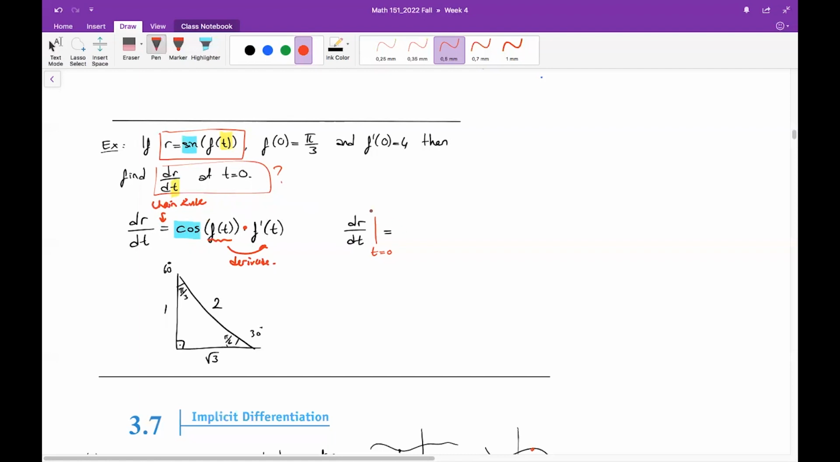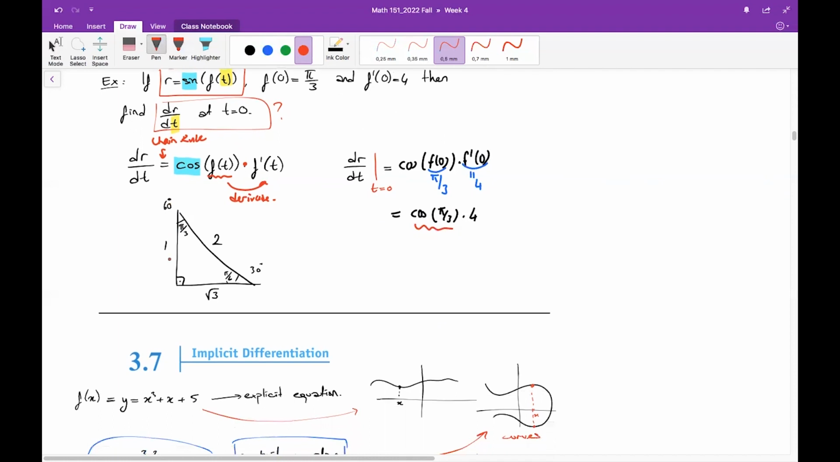Okay, now we want to insert t equals 0 into this expression. You know, f of 0 is given. Okay, let's write it. If t equals 0, what do you have on the right side? Cosine of f of 0 times f prime of 0. And this is given as, you see, pi over 3. And this is given as 4. What is cosine pi over 3, by the way? Okay, so we are computing cosine pi over 3 times 4. Now, we need to find this.